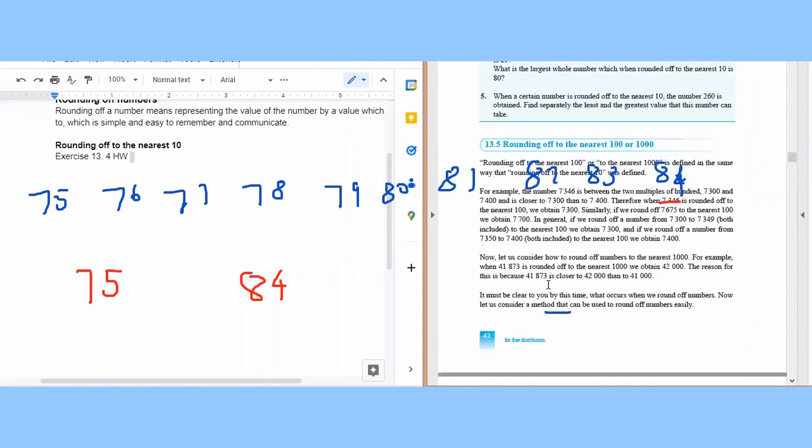In question number 5, when a certain number is rounded off to the nearest 10, the number 260 is obtained. Find separately the least and the greatest value that this number can take. So they have only asked you to find the least and the greatest value that you can get if you round a number to get 260, the nearest 10.